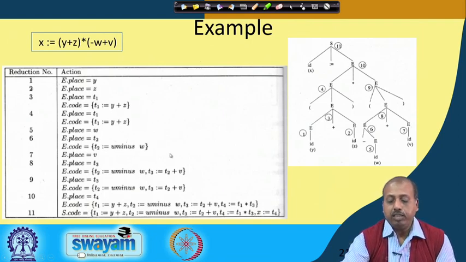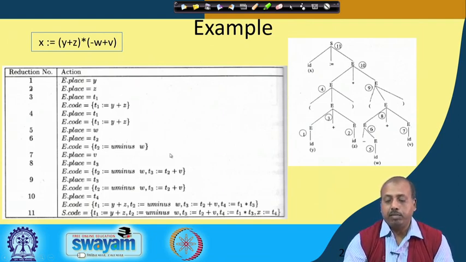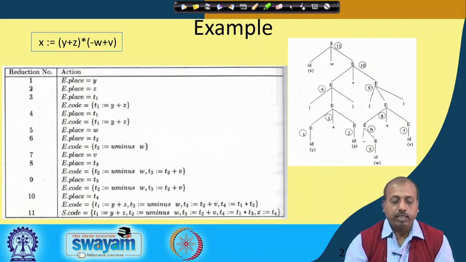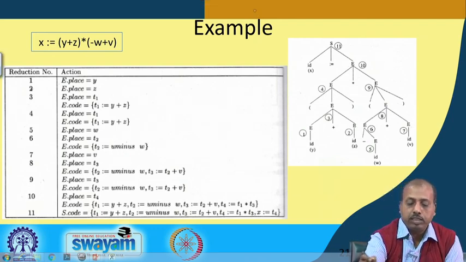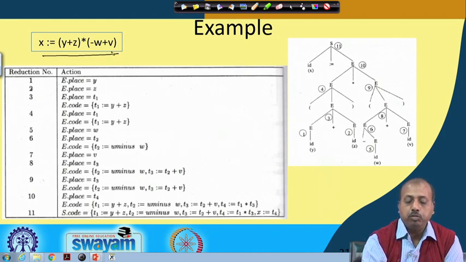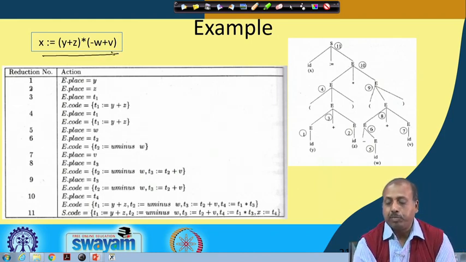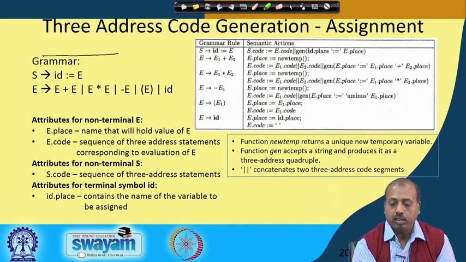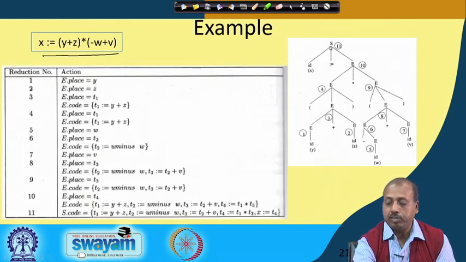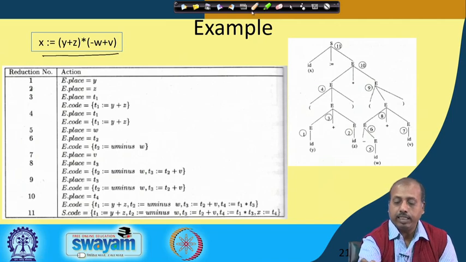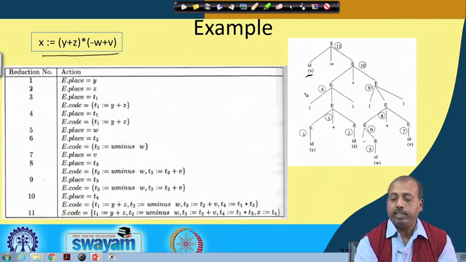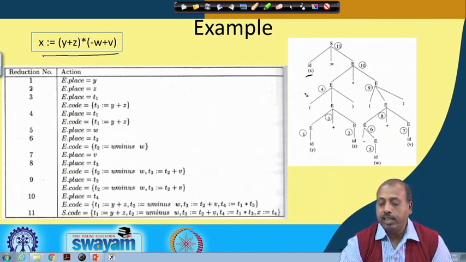Here is an example using that previous grammar. We have an example string, x assigned as y plus z into minus of w plus v. If you look into the grammar, the root is S producing id assigned as E. So, this is the parse tree. S, id assigned as E. This id is x, which will be known by the lexical analyzer. The lexical analyzer will identify id.place as x, and then this E.